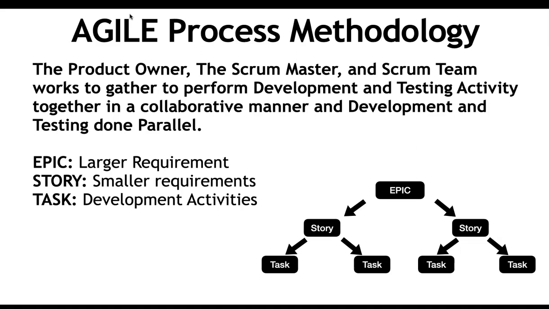Basically, in Agile process, the complete requirements will be divided into epics and stories. An epic is a larger requirement and a story is a smaller requirement from an epic. The story is again divided into tasks. These tasks are again divided into subtasks. Those will be assigned to the developers or testers. This is just a high level overview. We will see them in detail.